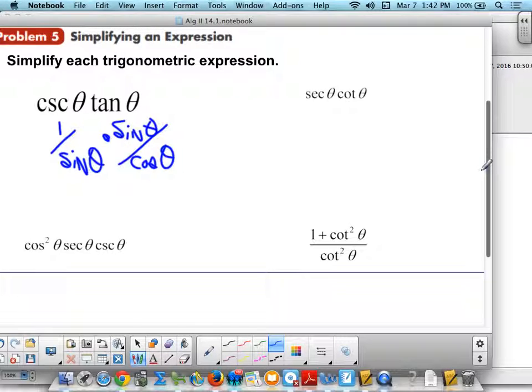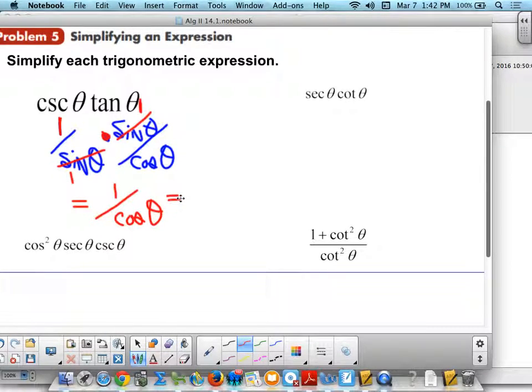Can we cancel? Sine goes into sine once. Do you have to flip the second one or no? Only when it's division. So what does this say to you? 1 times 1 over cosine. The only time I multiplied by reciprocals was when it was division.